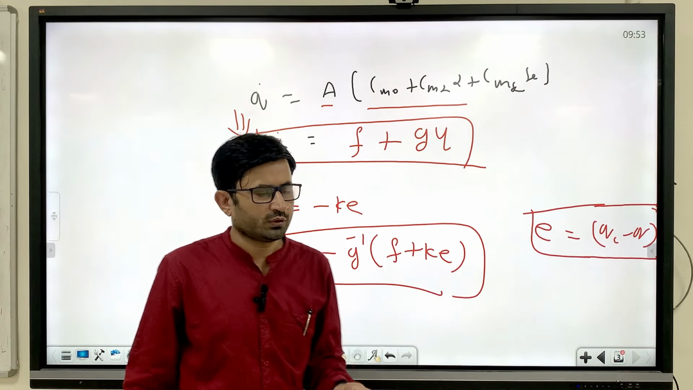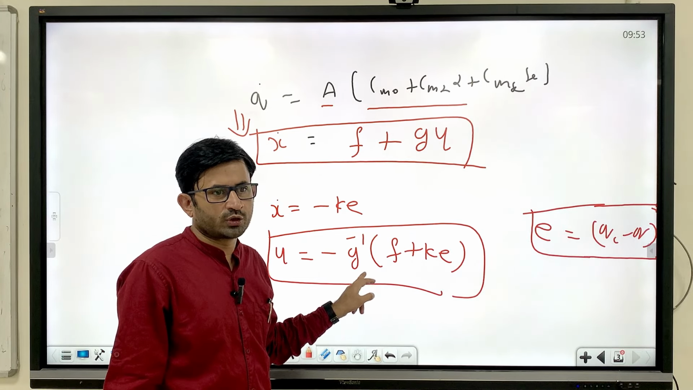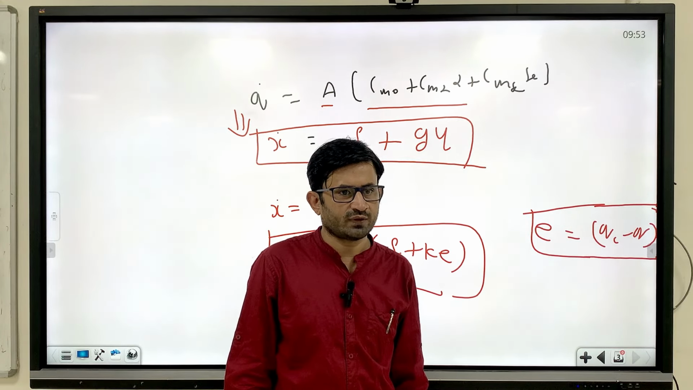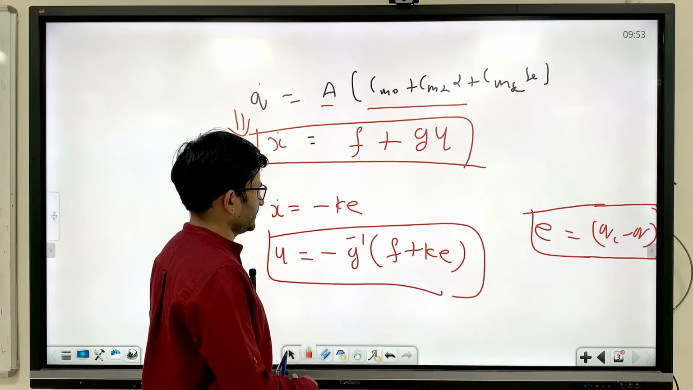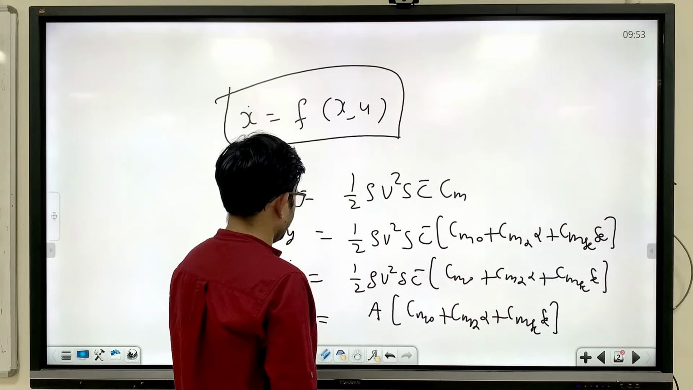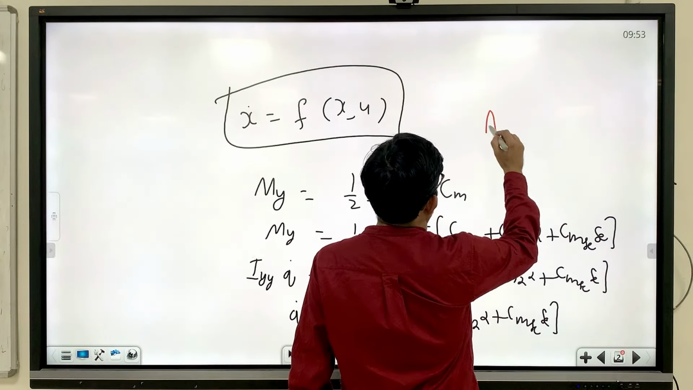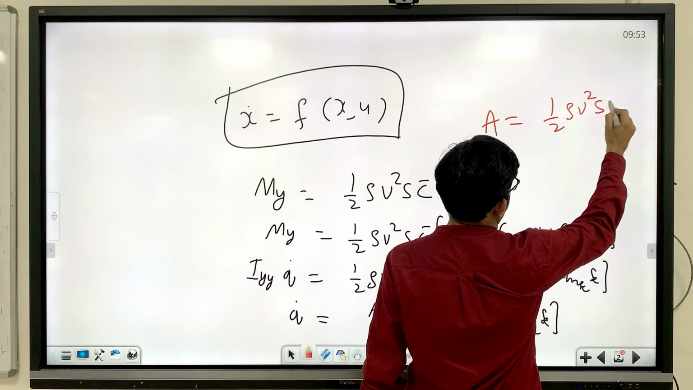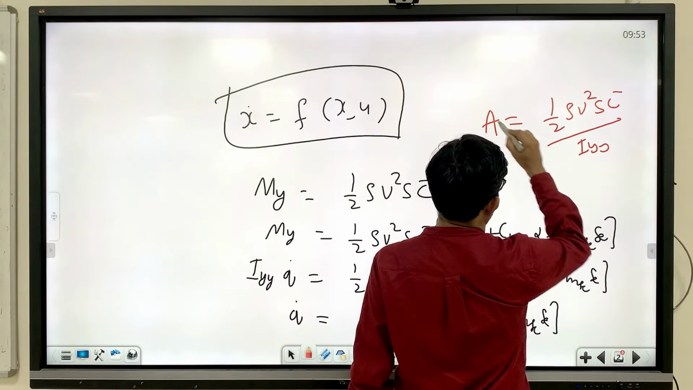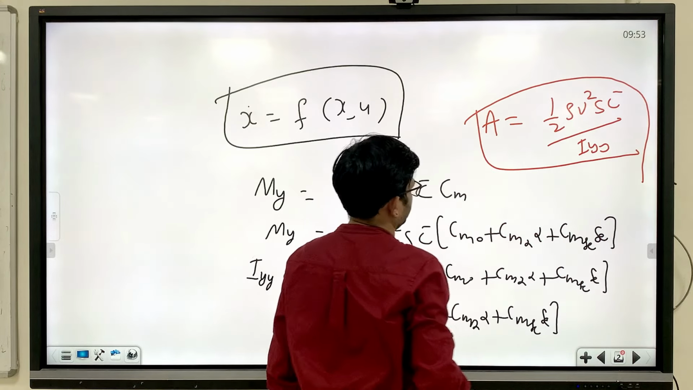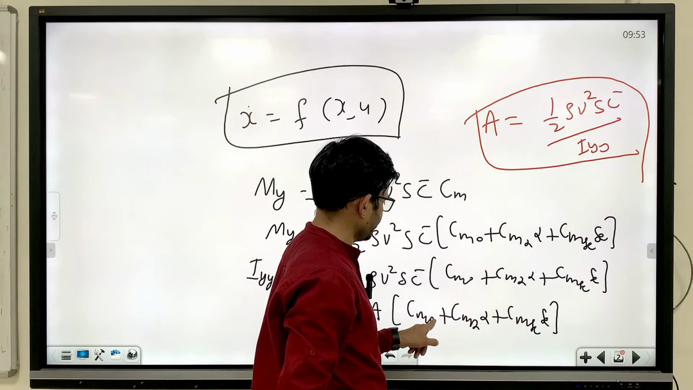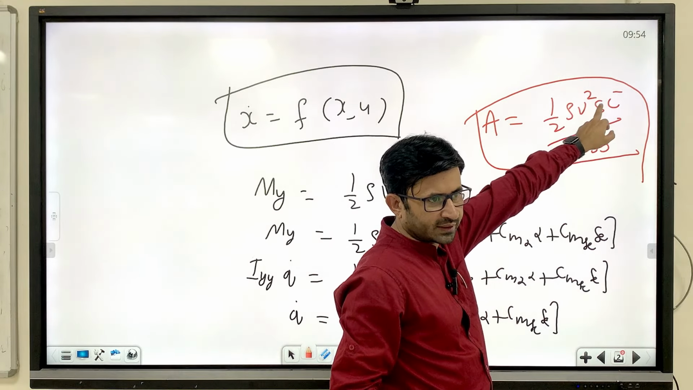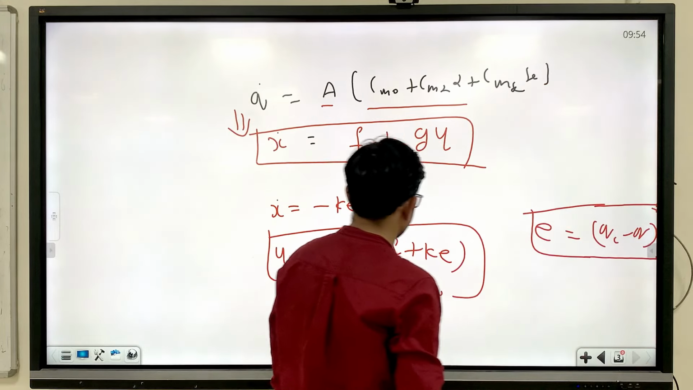So now what are you doing? It is G inverse, right? So you are inverting the dynamics. That is why this approach is called non-linear dynamic inversion. Why is it non-linear? Because have you seen this F? What is A? A is half rho V square S c bar by Iyy. And A into this part, Cm naught plus Cm alpha into alpha, is F. It has a V square, so it is non-linear. That is why I am saying it is non-linear.